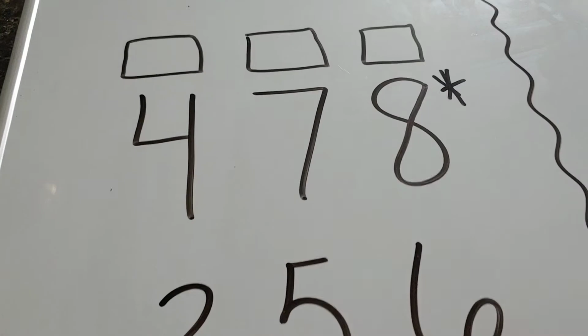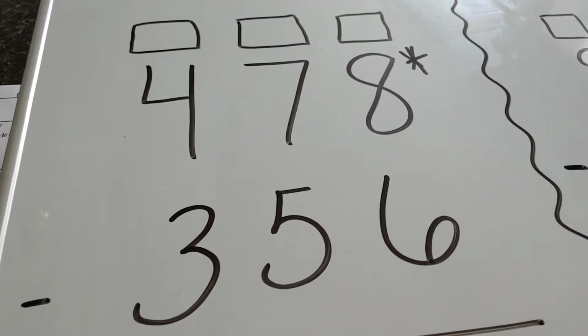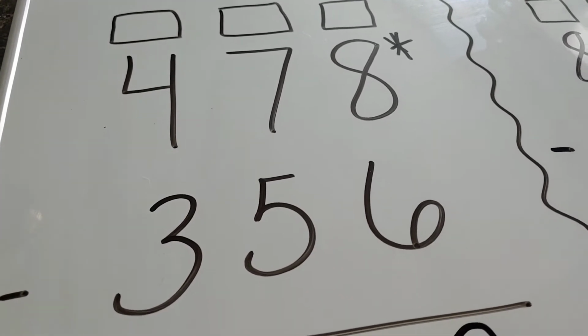I move on to the tens. 7 minus 5. More on top. Again, no need to stop. 7 minus 5 is 2.